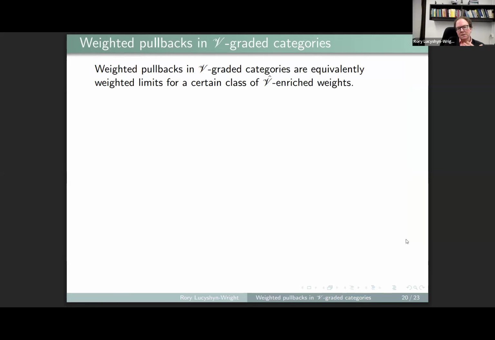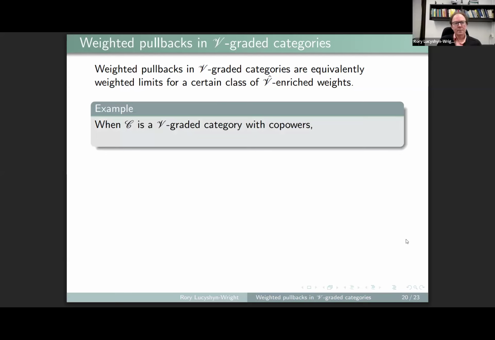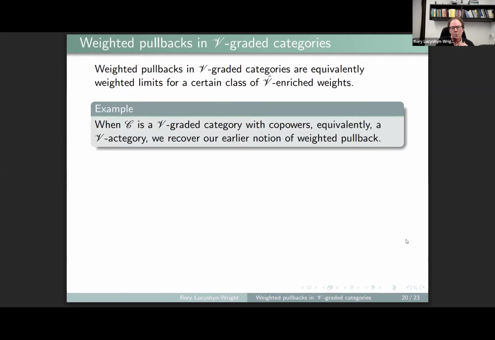Indeed, weighted pullbacks in V-graded categories are equivalently weighted limits for a certain special class of V-hat enriched weights. So these are a special case of V-hat enriched weighted limits. As examples, when C is a V-graded category with copowers, so equivalently a V-actegory, we recover our earlier notion of weighted pullback, which we defined in V-actegories earlier in the talk.